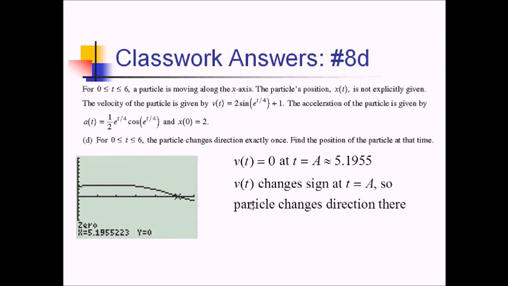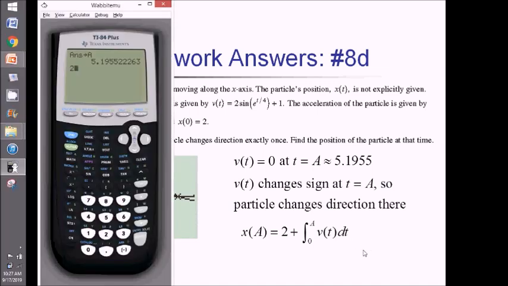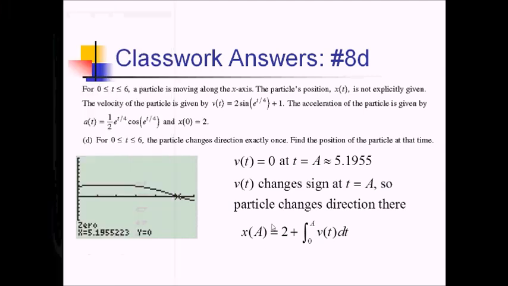Next, to find the position, I'm going to do my initial position of 2 plus the integral from 0 to a of my velocity. And I'll use the calculator for this. So we've got 2 plus math 9, integral from 0 to alpha a. Now that a value is coming in handy. And I'll use y1, so alpha trace y1 for my velocity there, dx. And that all comes out to about 14.135 if I round that off.